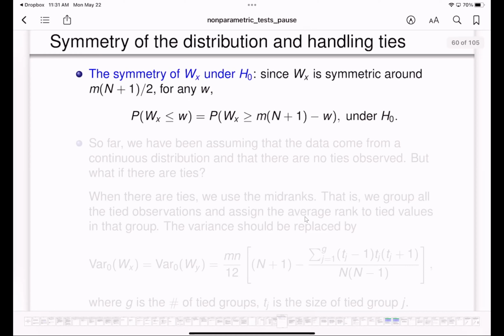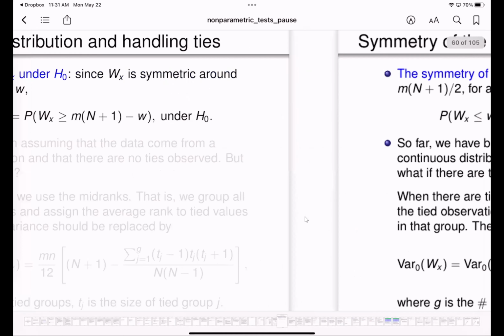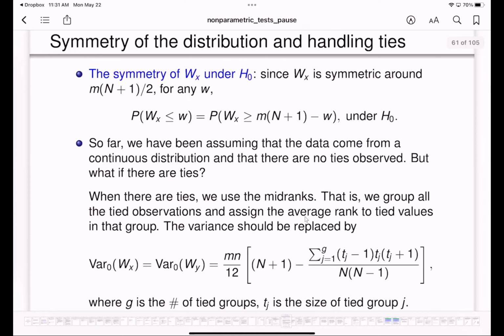If it's symmetric, then the left tail probability and the right tail probability are the same. So that part is rarely used, so we don't have to worry too much about that. Instead, let's consider what if there are tied observations.